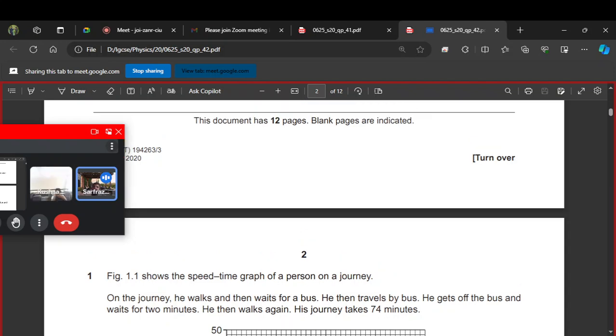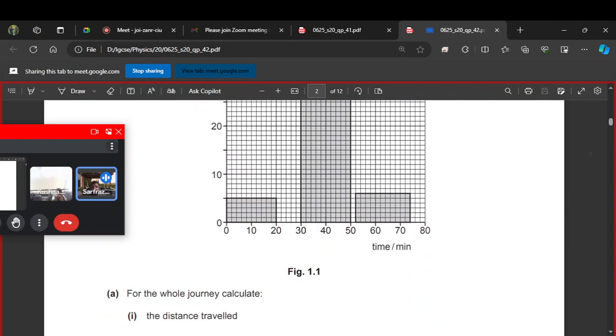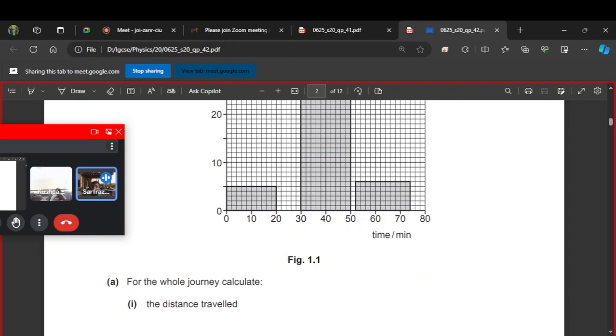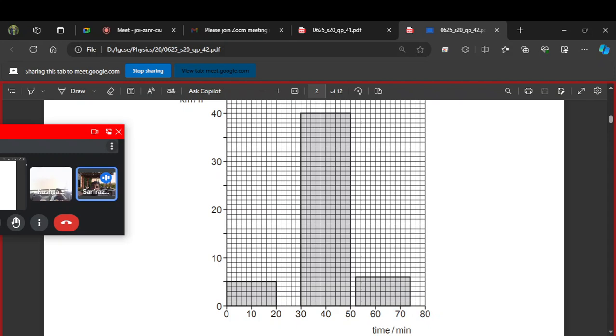First question says that figure 1.1 shows the speed time graph of a person on a journey. On the journey, he walks and then waits for a bus. He then travels by bus. He gets off the bus and waits for 2 minutes. He then walks again. His journey takes 74 minutes. As you can see here, it is the same on the graph. For the whole journey, calculate the distance traveled. How much distance he has traveled.